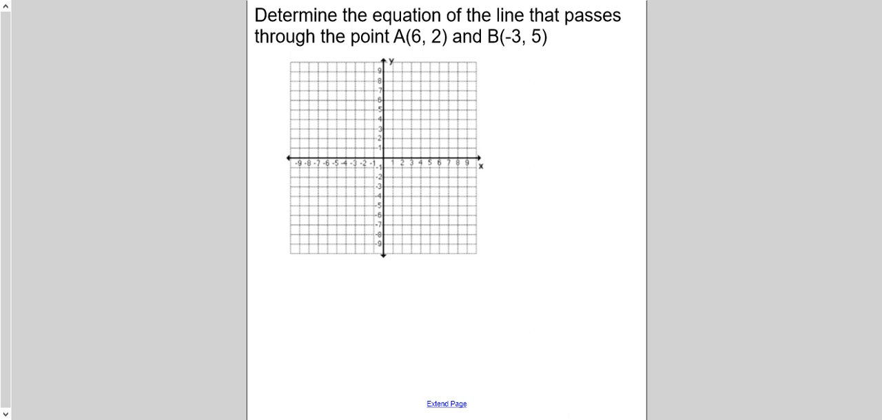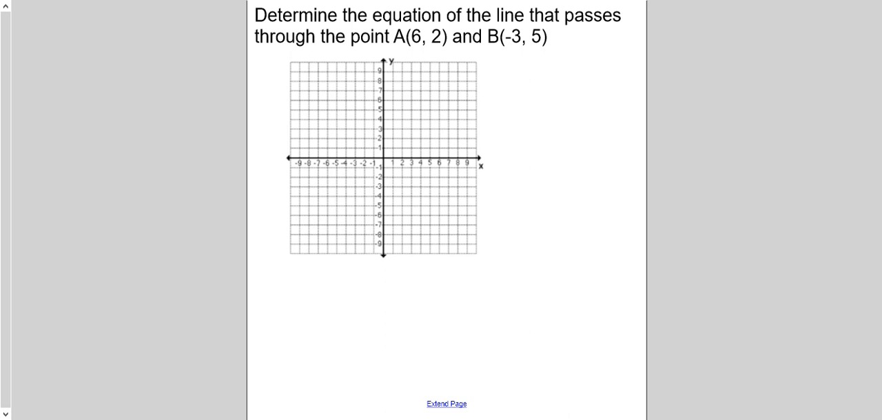Today we are going to be talking about finding an equation of a line when you have 2 points. As you can see from this page, we have these 2 points. A is at (6, 2), and B is at (-3, 5), and we're given a graph. We can use this graph to help us find the equation of a line. We can start by first putting these points on our grid.